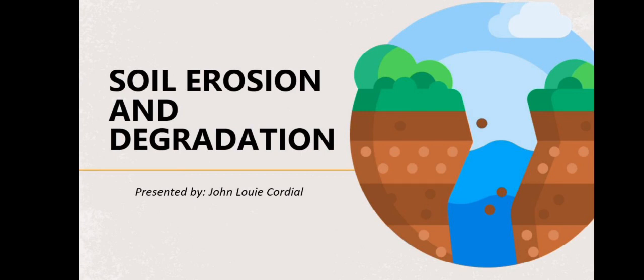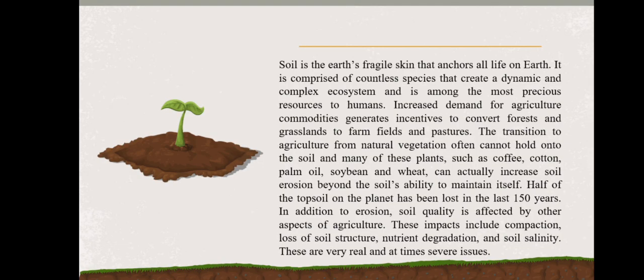So ngayon, dumapa naman tayo sa soil erosion and degradation. So ano nga ba yung soil erosion and degradation? Soil is the Earth's fragile skin. So sabi natin crust, that anchors all life on Earth. It is comprised of countless species that create a dynamic and complex ecosystem, and is among the most precious resources to humans. So, alam naman natin kung bakit precious, 'di ba? Kasi nanginginabang tayo dito.